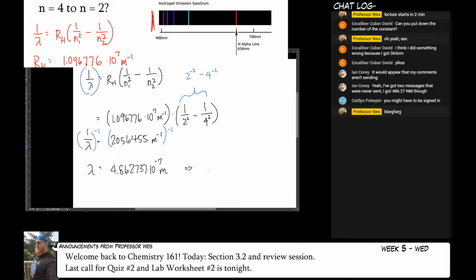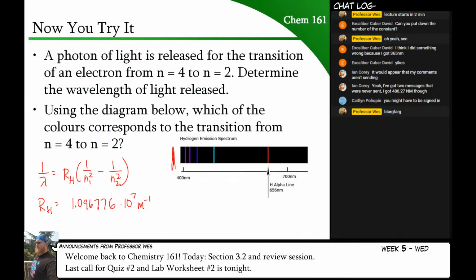And so in nanometers, I'm going to just approximate that to 486.3 nanometers. You would get to keep all these numbers. I'm just being lazy here. Because really all we care about is where on this spectrum that we have right here that falls.